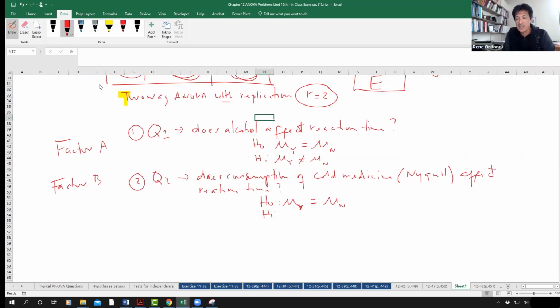The alternate hypothesis would say that the reaction time of those who consume NyQuil is not the same as those who did not consume it. Translation: consumption of cold medicine such as NyQuil affects reaction time.